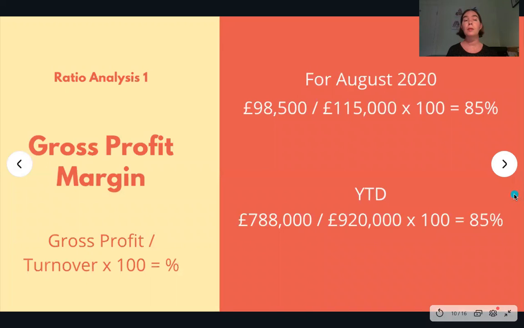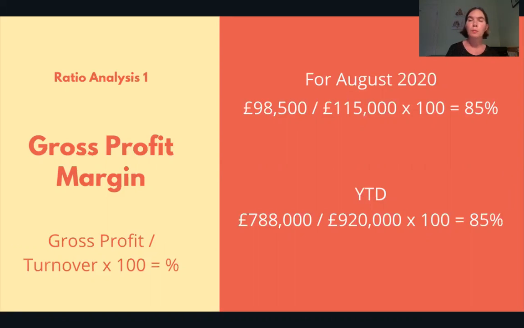Right. So I'm going to give you 3 ratios in my talk, and a ratio basically compares line item data from your financial statements to give you insights into your profitability, your liquidity, your operational efficiency, and it's a really powerful little tool. The first one I'm going to talk about is your gross profit margin. Now, this is your gross profit divided by your turnover times 100. And if you have a look at the slide in front of you, what you'll see is I've given you your gross profit margin for both your month and your year to date.